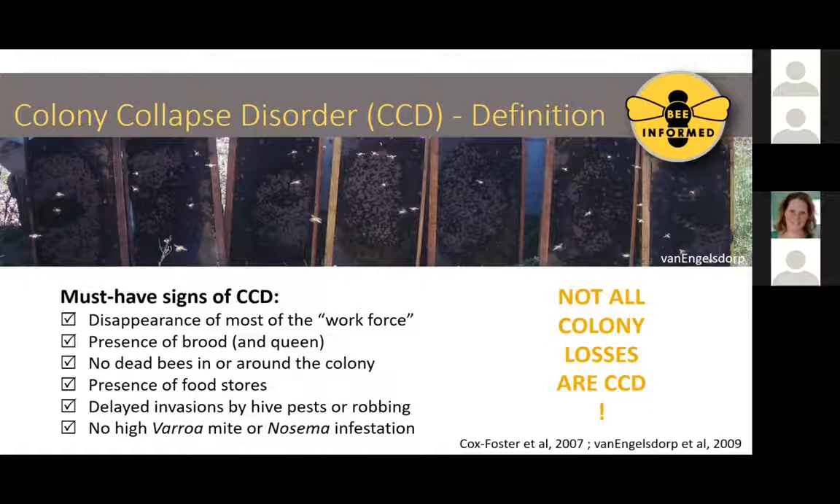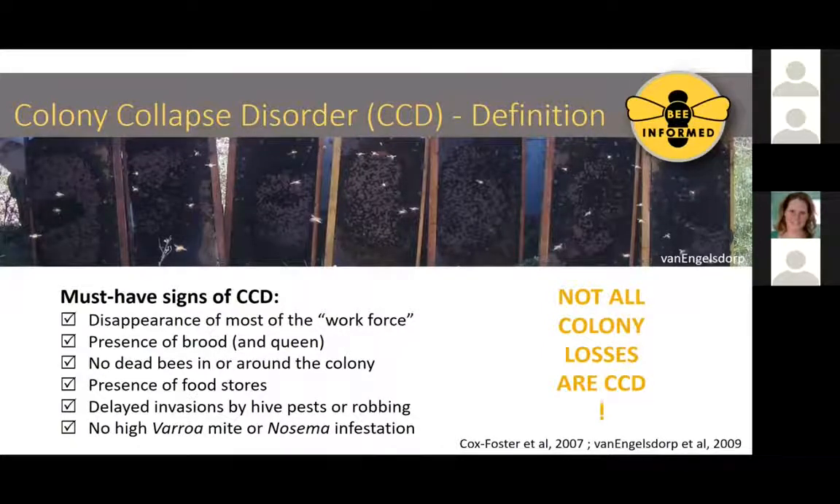And then finally, a little later, they added to the definition that the levels of Nosema and Varroa had to be insufficiently high to explain the collapse. So they ruled out Nosema and Varroa from CCD cases. They ruled them out as causes, and they said, in order to qualify as CCD, you have to have low infestation of those two pests.